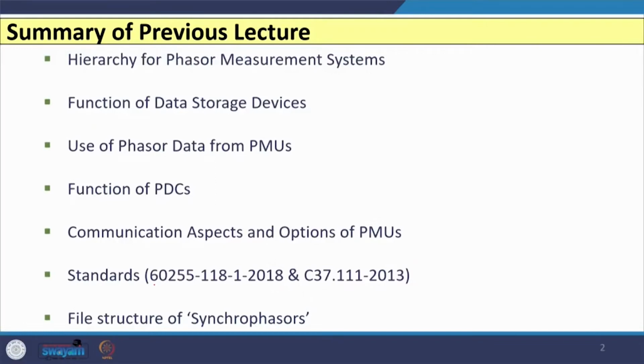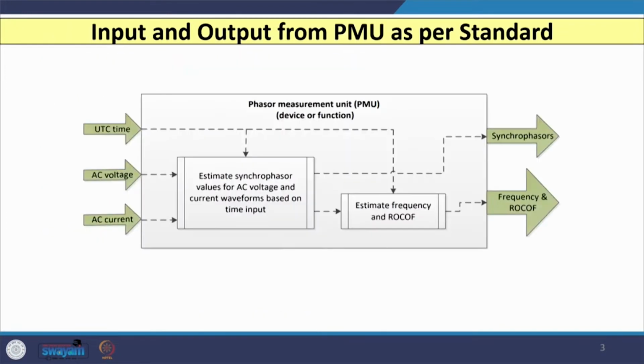The first standard is 60255-118-1 given in 2018, and the second standard is C37.111 which was given in 2013. And at last we have discussed the file structure of synchrophasors. So, with this background, now let us see what is the input and output block diagram that is available with reference to the PMU as per the standards.